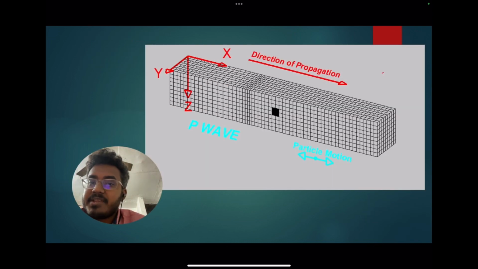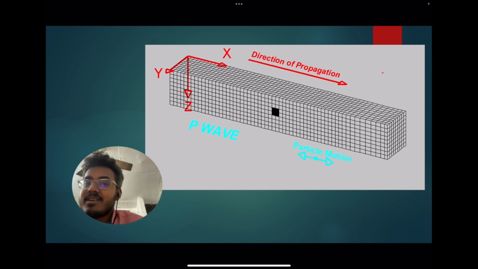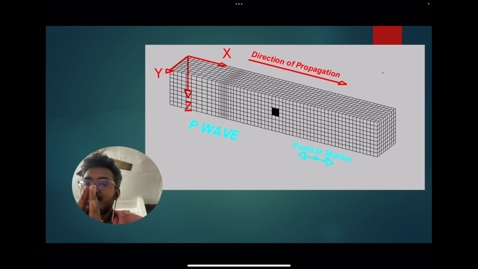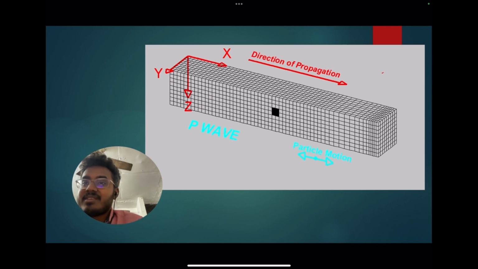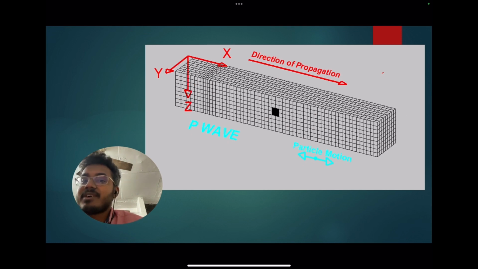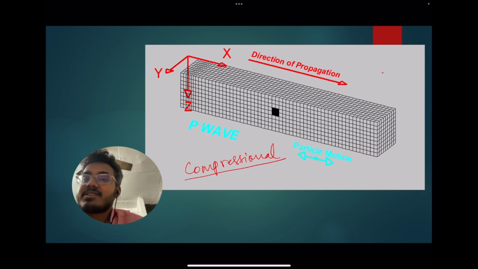P waves propagate through the medium by squeezing and stretching it. Look at the black dot in the middle. It is being squeezed and stretched. And this is how this wave propagates. That's why it is also known as compressional wave. And since it creates regions of high and low pressure, it is also known as pressure wave.